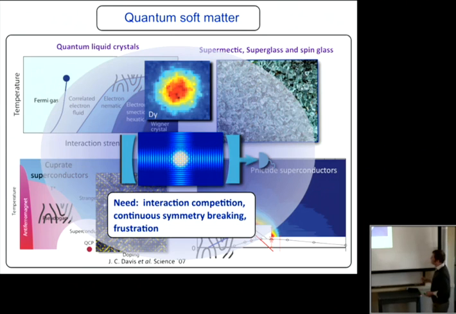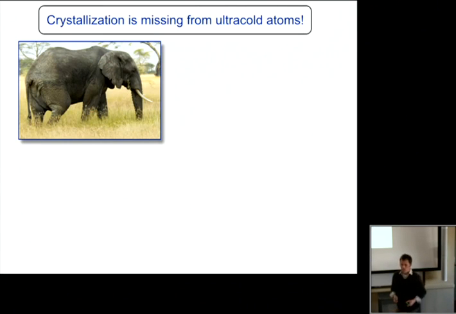So there's two techniques, actually three, but I'm just going to talk about two techniques today that we're using to explore this spectrum of physics. In all of them, what we're trying to do is to add new types of components to ultracold AMO that can generate this soft matter. One is interaction competition, which you can do through the large dipolar interaction and spin of dysprosium. Second, continuous symmetry breaking, which we can do through multimode cavity QED. And three, frustration, which we can do with internal state dynamics. Okay, so let me begin with the latter point, the cavity QED.